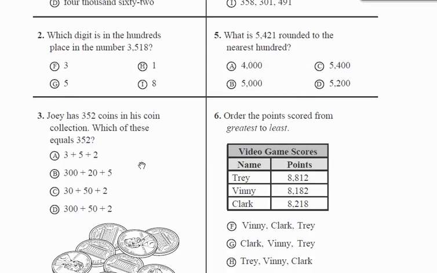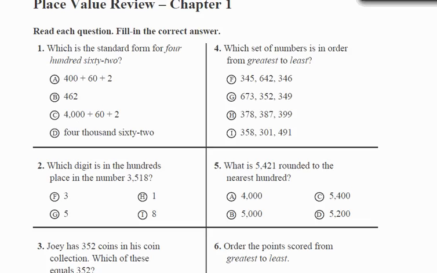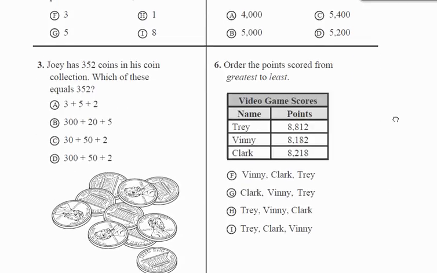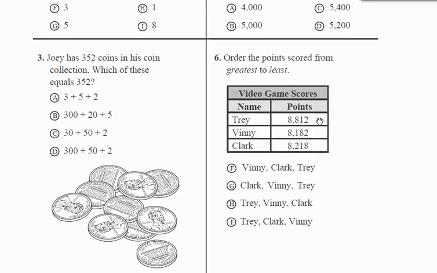Number 3, which one is written in expanded form correctly? Number 4, put the numbers in order from greatest to least. That means biggest to smallest, right? Okay, round 5,421 to the nearest hundreds. Okay, put these in order from greatest to least. So that means biggest to smallest. Yeah.